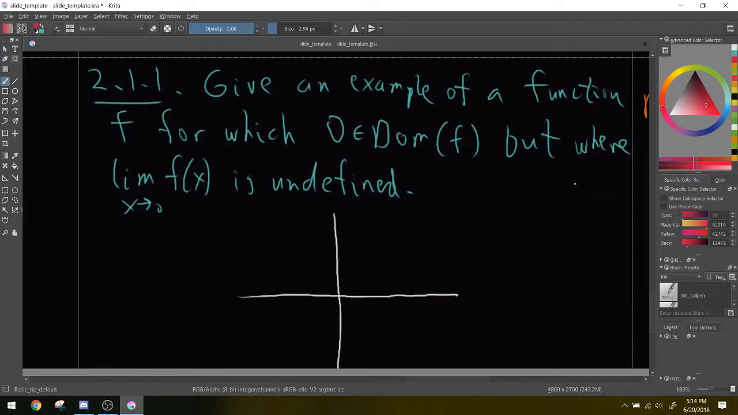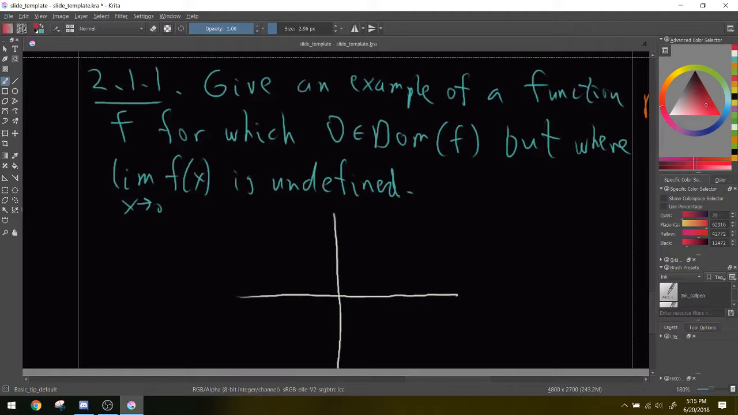This is just a total guess, but could it be f of x equals 1 over x? So is it true that 0 is in the domain of that function? No. Okay, so that fails our first test. It passes the second test. If you were just asking for a place where the limit as x goes to 0 of f is undefined, that would be fine. But we also want 0 to be in the domain.